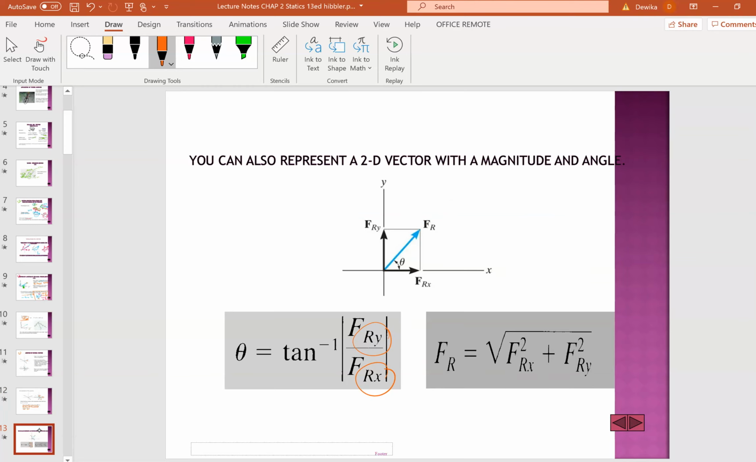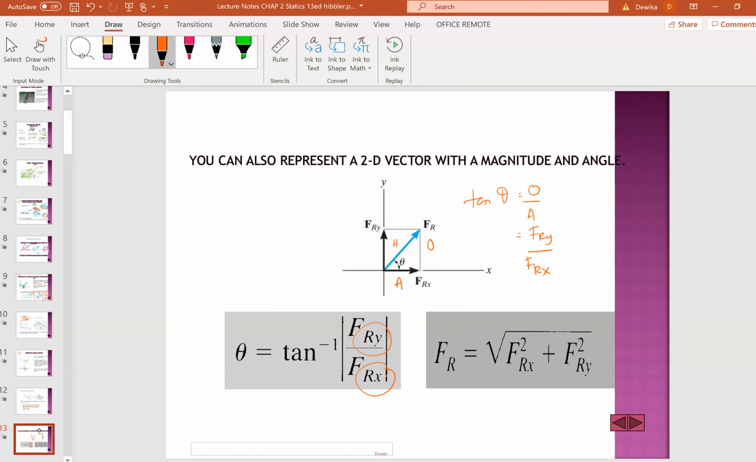Angle will be y over x. Remember your tangent. So what is your tangent? Tangent is opposite over adjacent, right? This is the hypotenuse. So tangent of theta will be opposite over adjacent, correct? So in this case, what is the opposite? FRY over FRX. So that's how you find your tangent.